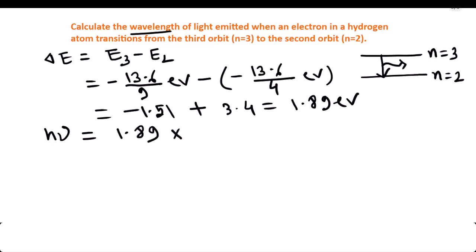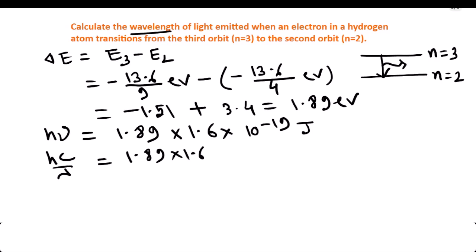So if we convert the electron volt into joule, 1 electron volt is 1.6 into 10 to the power minus 19 joule. So 1.89 electron volt equals 1.89 into 1.6 into 10 to the power minus 19 joule. Now nu is c by lambda, so hc by lambda is equal to this 1.89 into 1.6 into 10 to the power minus 19 joule, or lambda is equal to hc by delta E.